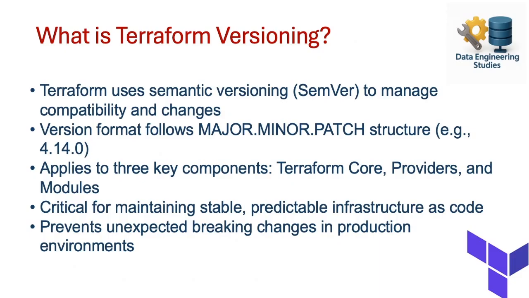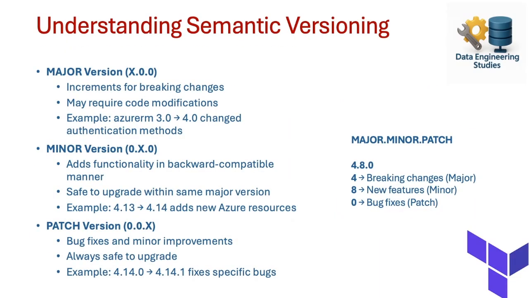Let's understand semantic versioning in detail. First, let's start with major version, which follows the format x.0.0. The major version is incremented when you make breaking changes to your software. Breaking changes are modifications that may require user to update their code when they upgrade. For example, Azure Resource Manager moved from version 3.0 to 4.0. They completely changed their authentication methods. This wasn't a small tweak. The existing code would break without modifications.